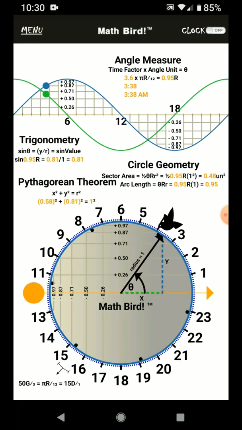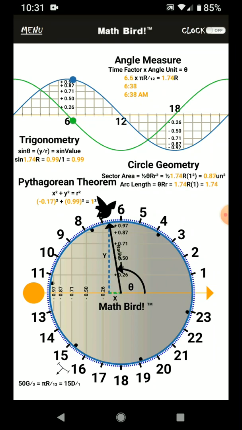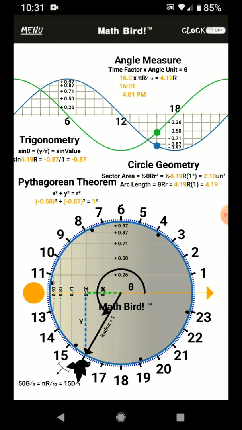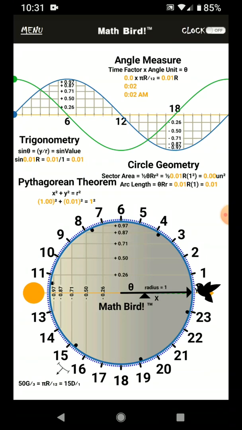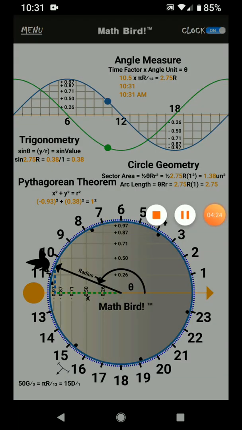All right, let me see how this screen recorder worked for me. The nubs on the inside of the circle are each full radian. 1, 2, 3, pi here, halfway around. 4, 5, 6, and 2 pi at full circle. Okay, hit the clock button again. It's time of day, 10:31. And now let me see if I can close this recording.